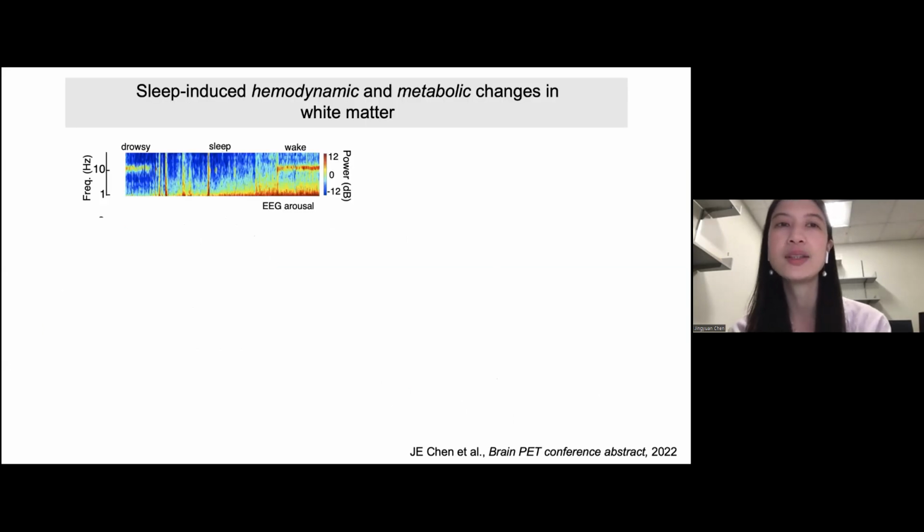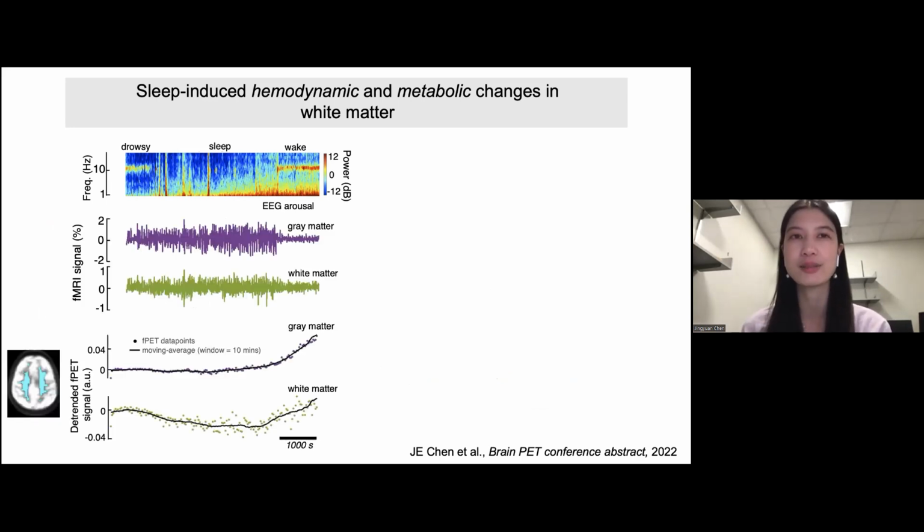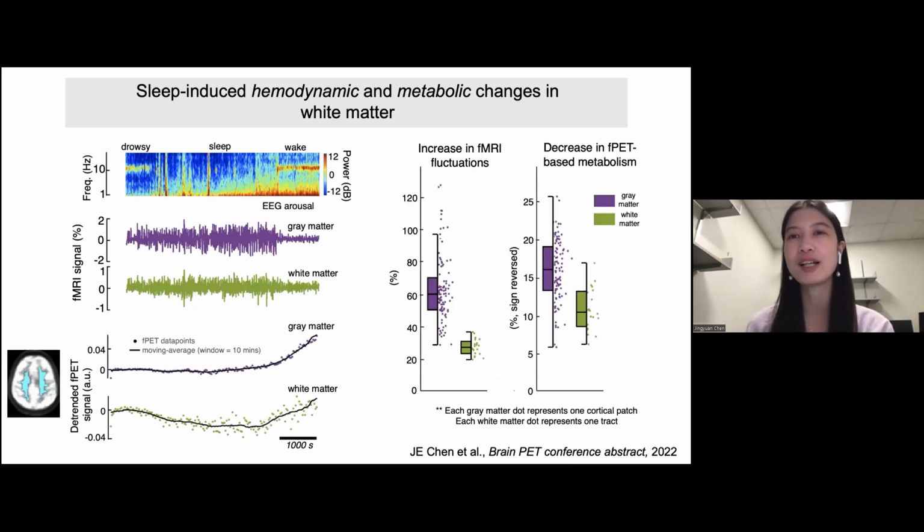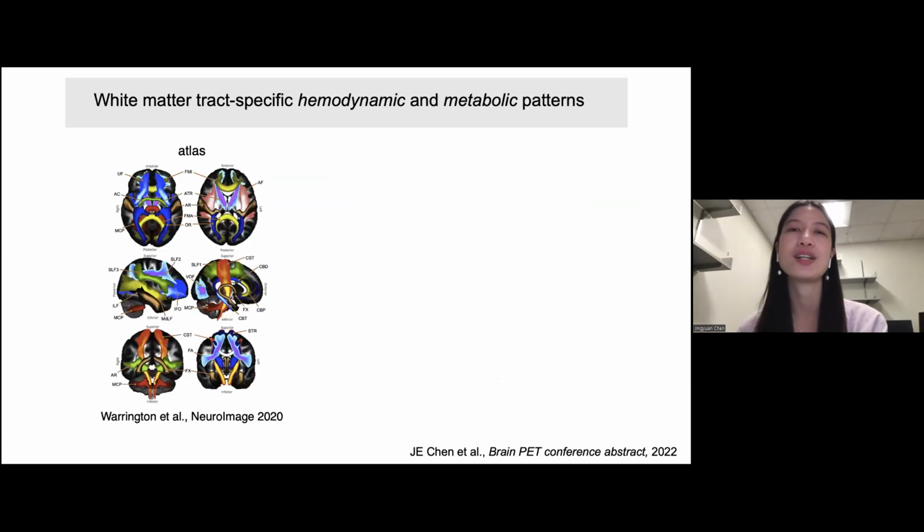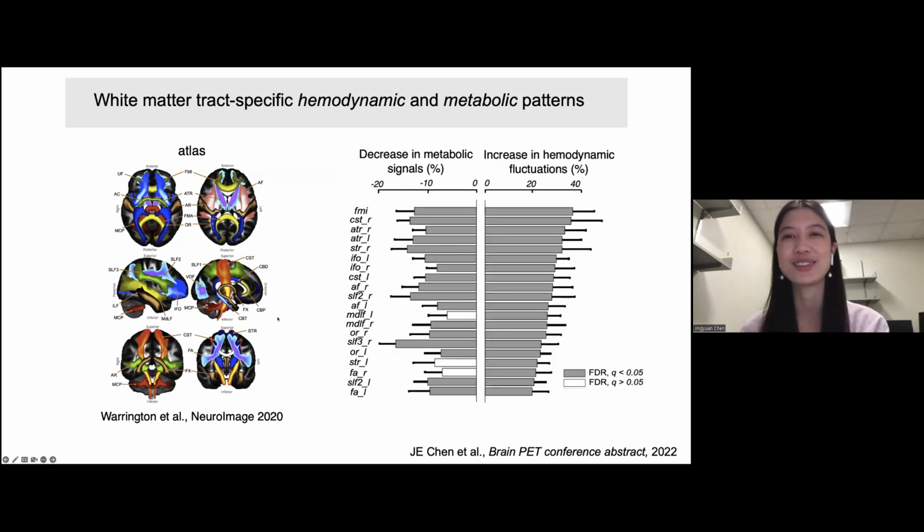And owing to the sensitivity of our technique, we also use it to look at white matter changes. But due to considerations of time, I won't go into much detail. I'm just quickly showing that it's also possible to see sleep-induced changes in these white matter signals. The polarity is very similar to gray matter, but at a reduced level. We're also looking into different tracts within the white matter, where you can see alignment between metabolic and hemodynamic fluctuations.